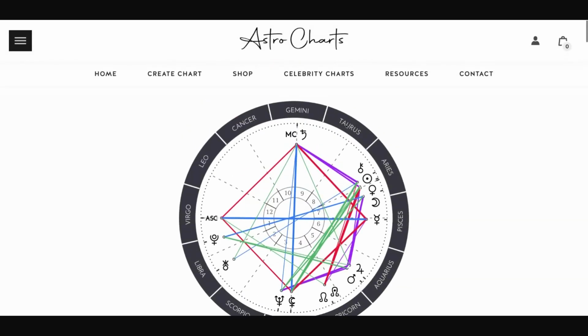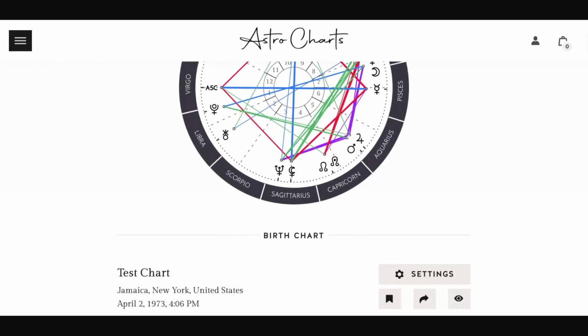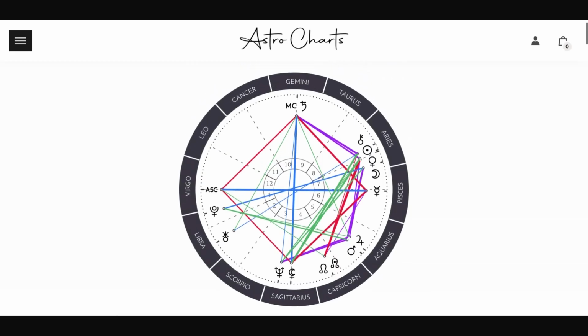And this is just a random test chart. I just plugged in a bunch of numbers and I even named it just test chart. So this is not a real person. So everybody whose birth chart I do, this is not yours.